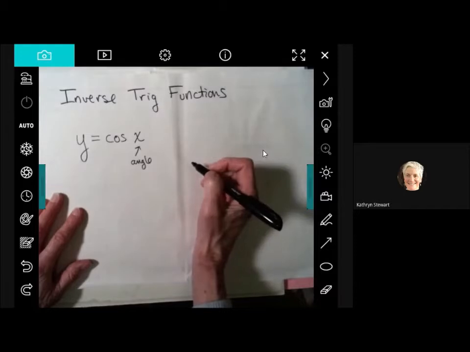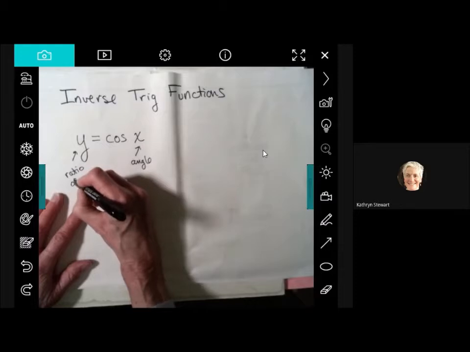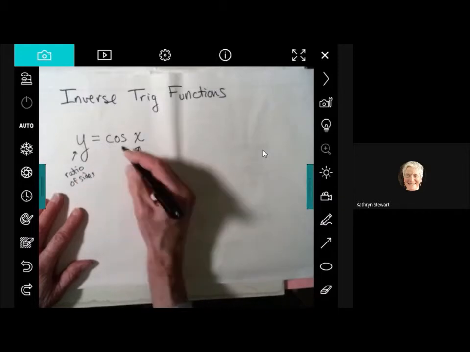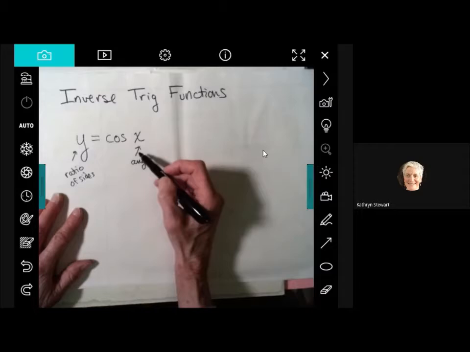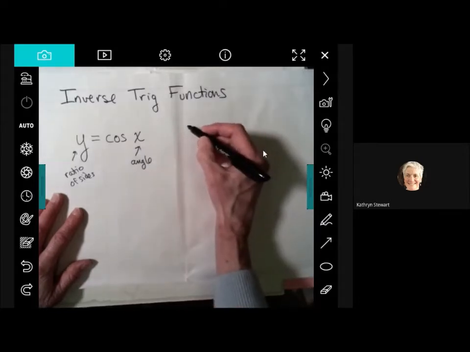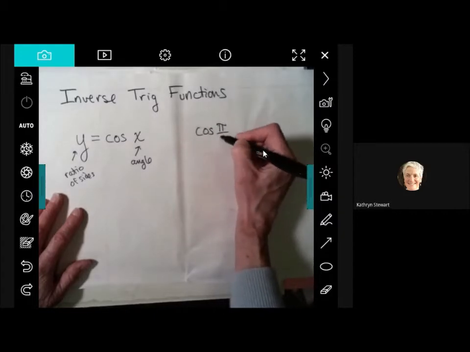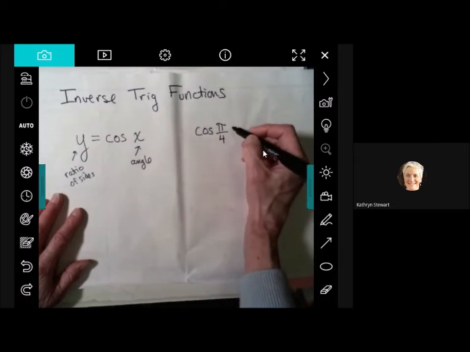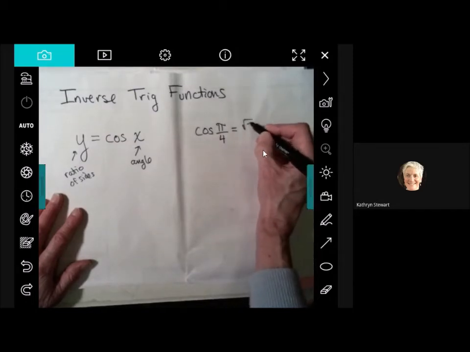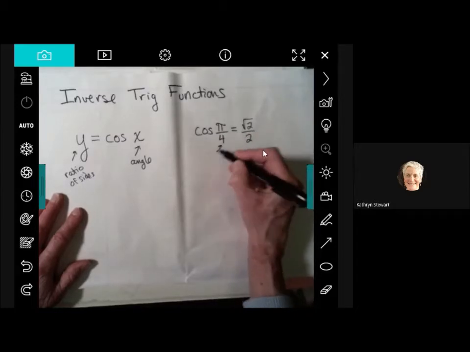It can either be in degrees or in radians, and the output is a ratio of sides. In this particular instance, cosine is the ratio of sides of the x value, or the adjacent side to the angle, divided by the hypotenuse, or the rotating arm. So for example, I could have the cosine of pi over 4 radians is equal to square root of 2 over 2, right? That's my angle. That's my ratio of sides.